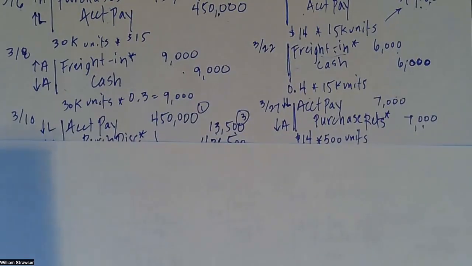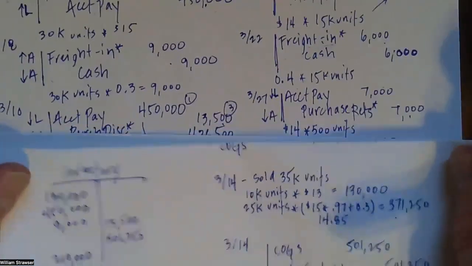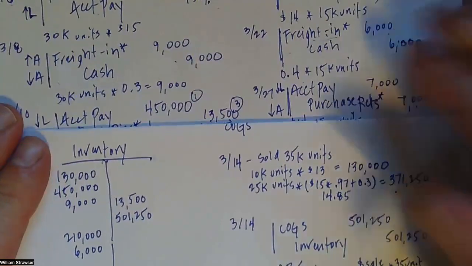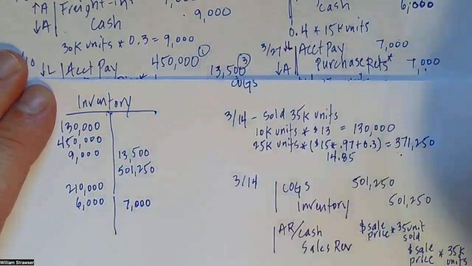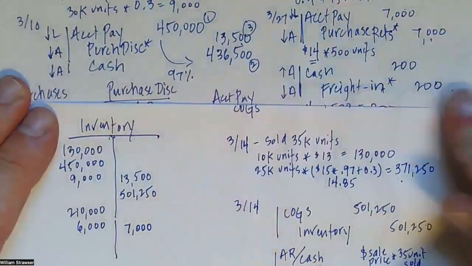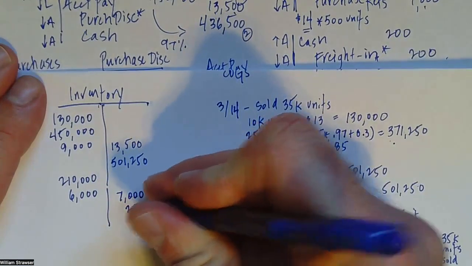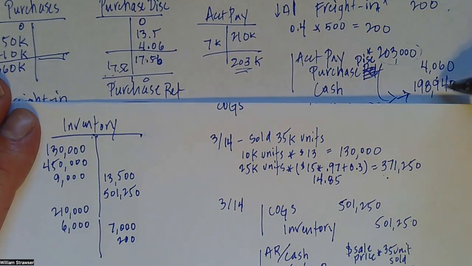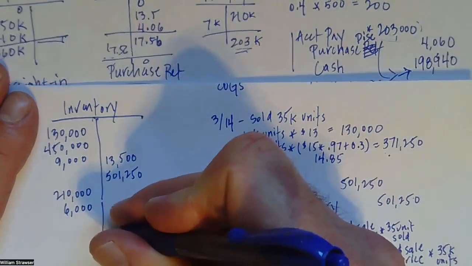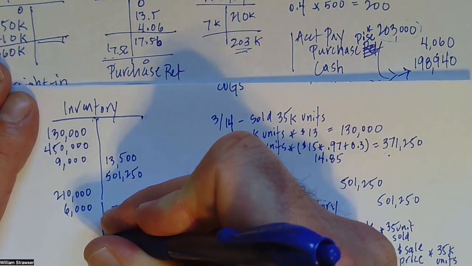And the next piece is the returns. Instead of crediting purchase returns, I'm going to credit the inventory account. So instead of that, I credit 7,000 here in the inventory. And instead of crediting freight in, I'm going to credit the inventory account by 200. And finally, for purchase discounts, instead of crediting purchase discounts, I am going to credit the inventory account as well.